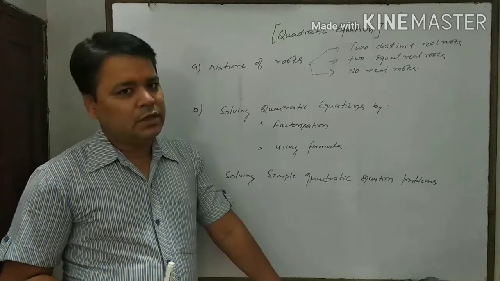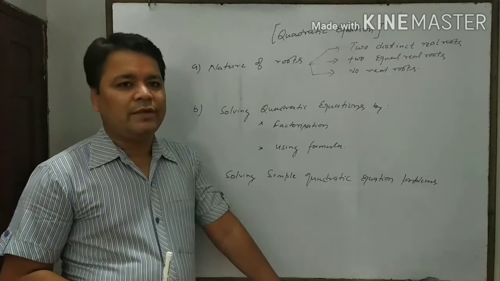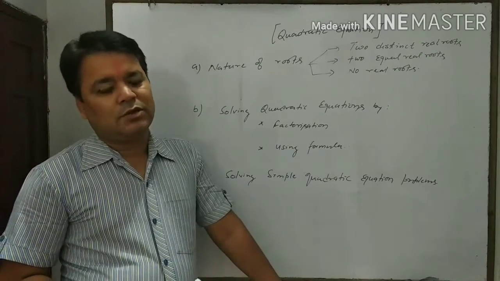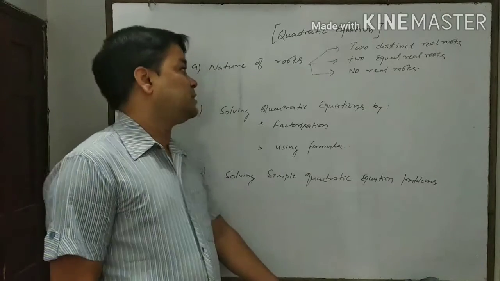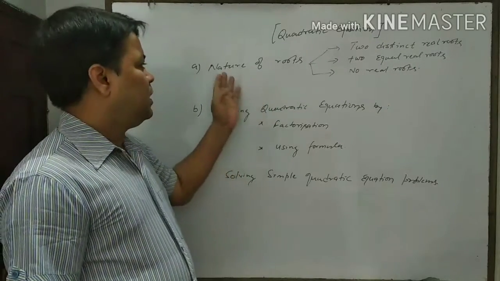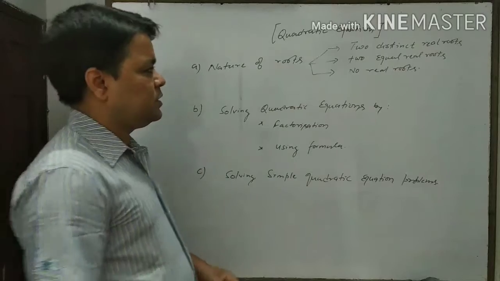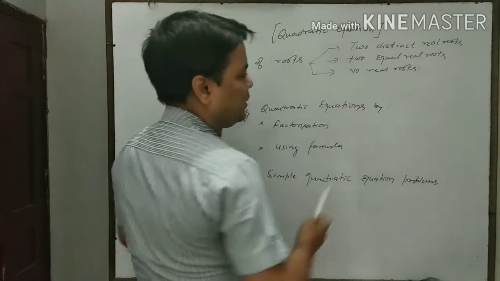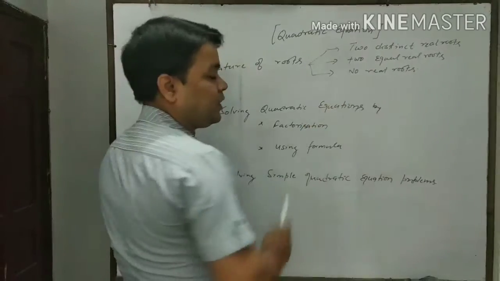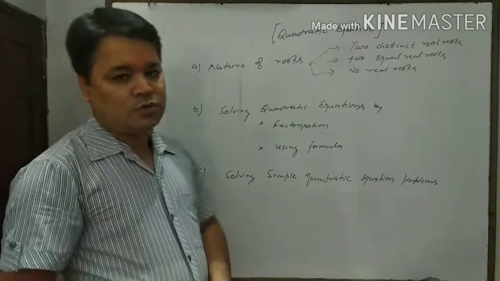So here, in this lesson, we have a syllabus. According to that syllabus, we will discuss our topic. The first topic is the nature of roots. In the nature of roots, we will discuss two distinct real roots, two equal real roots and no real roots.